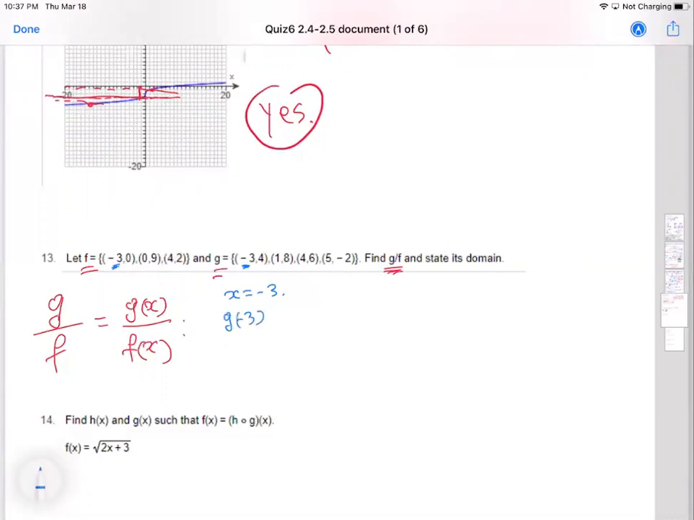G of -3 divided by f of -3. G of -3 is 4. How do I know that? In the g function, I have the ordered pair -3, 4, which means g of -3 is 4. I'm going to do the same thing on f. When x is -3, I have -3, 0 for f. That means that f of -3 is 0. 4 divided by 0 cannot be done. So g divided by f of -3 does not exist.